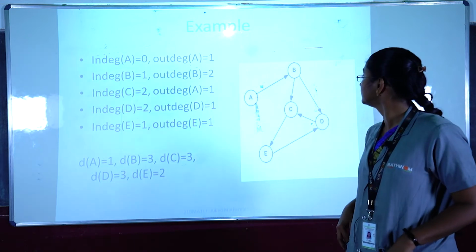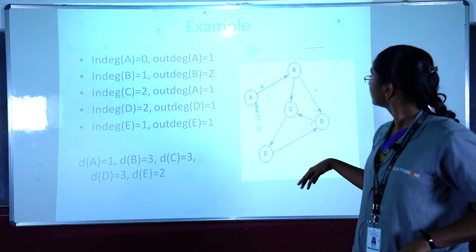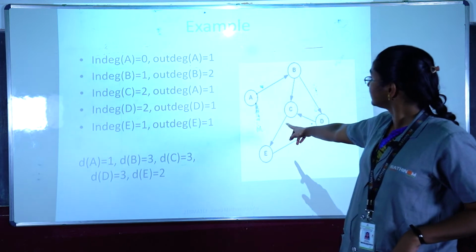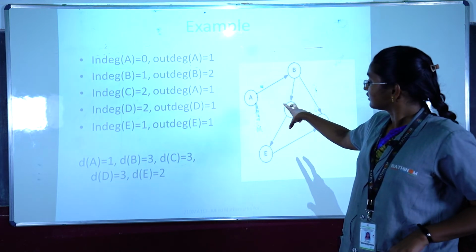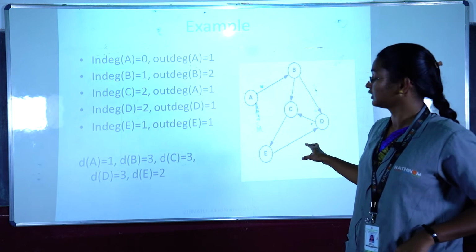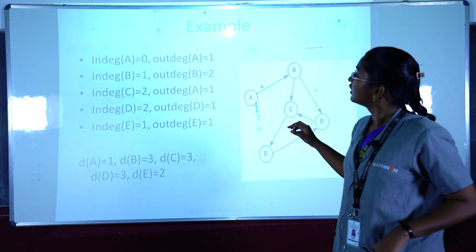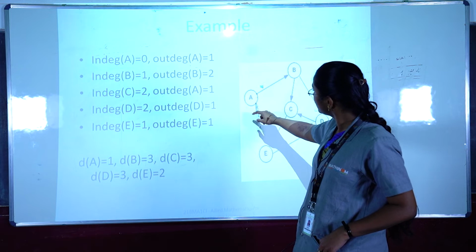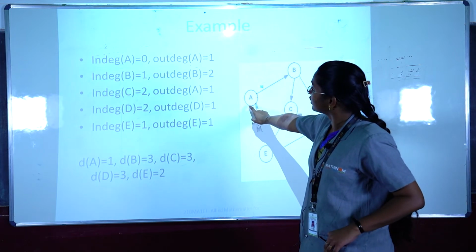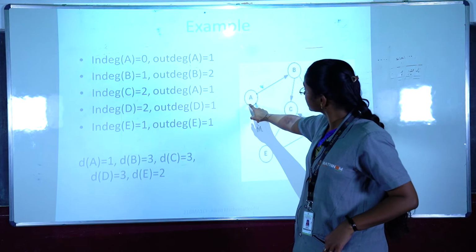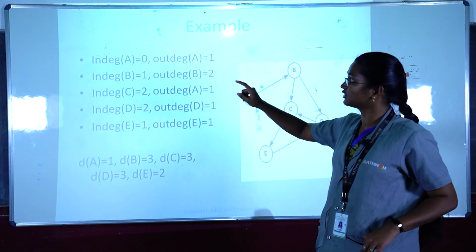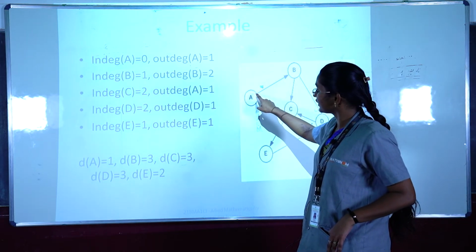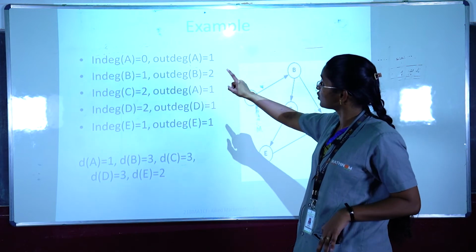I have given an example. It is the same graph we considered for the definition of the directed graph. For each vertex A, B, C, D, E, we have defined the in degree and out degree. For A, there is no edge connecting to A, so the in degree of A is 0, and one edge originates from A, so the out degree of A is 1.